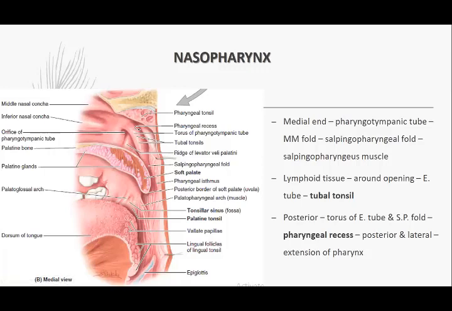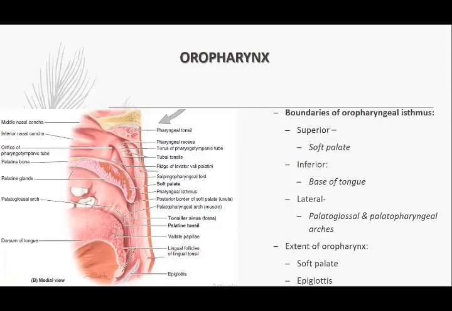Okay, ये आपका मैं I'm discussing the applied anatomy with it, and I haven't made a separate slide for it. इसकी ज़रूरत नहीं थी. I'm just discussing as we go by. Okay, जी. So now comes the oropharynx.